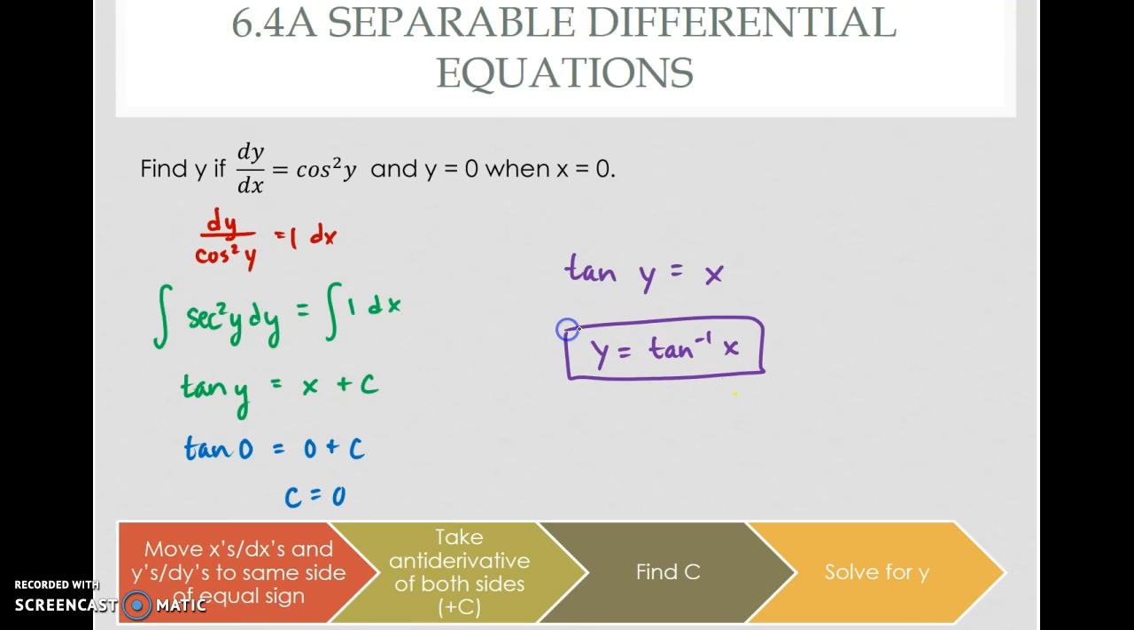The process involves moving dy dx over to one side, taking antiderivatives, and then solving for y, making sure as you solve for y that both your initial condition is on the equation and that your equation is a function.